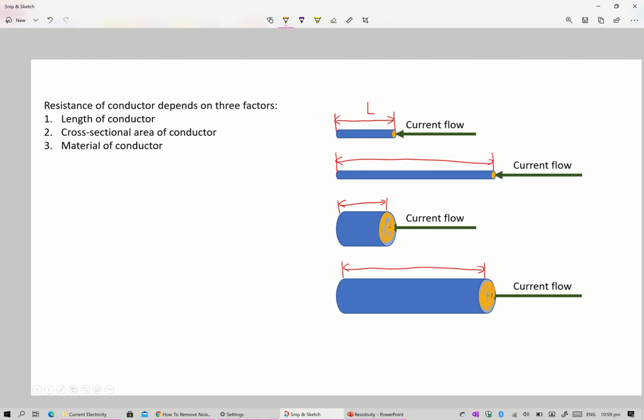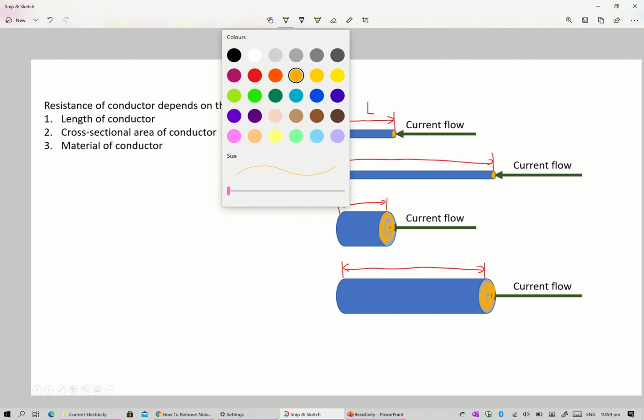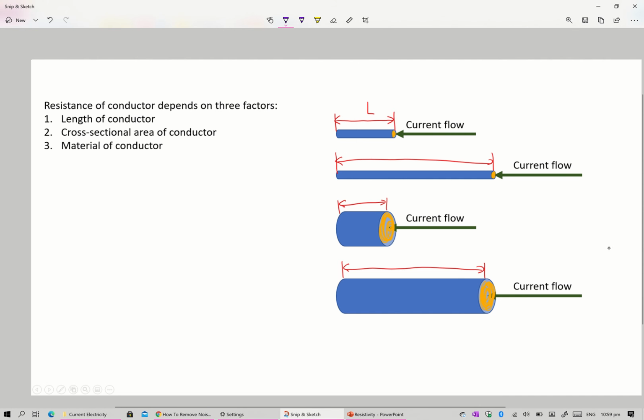You first have to identify the current flow. Which is the direction of the current flow? Look at the current flow first. In this illustration, the current flows through the cross-sectional area, and hence the part colored in orange is the cross-sectional area. The part I highlighted in red refers to the length.